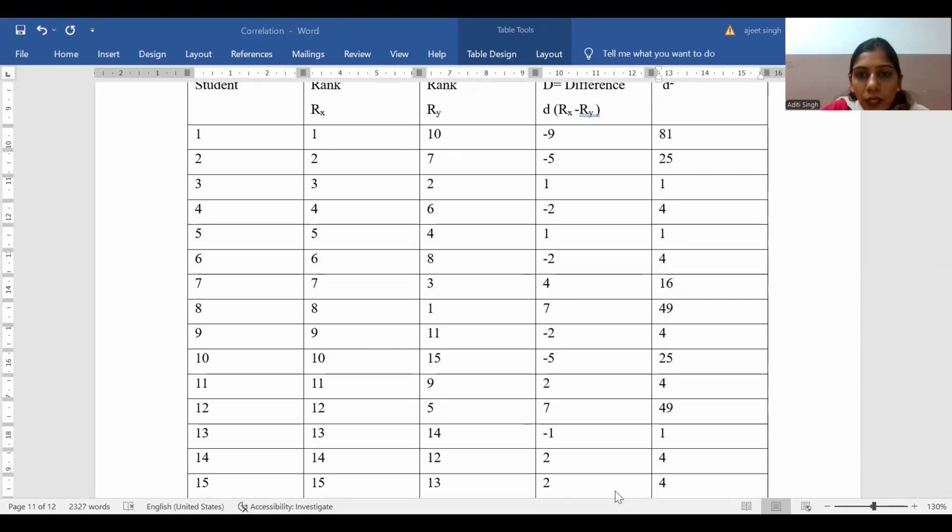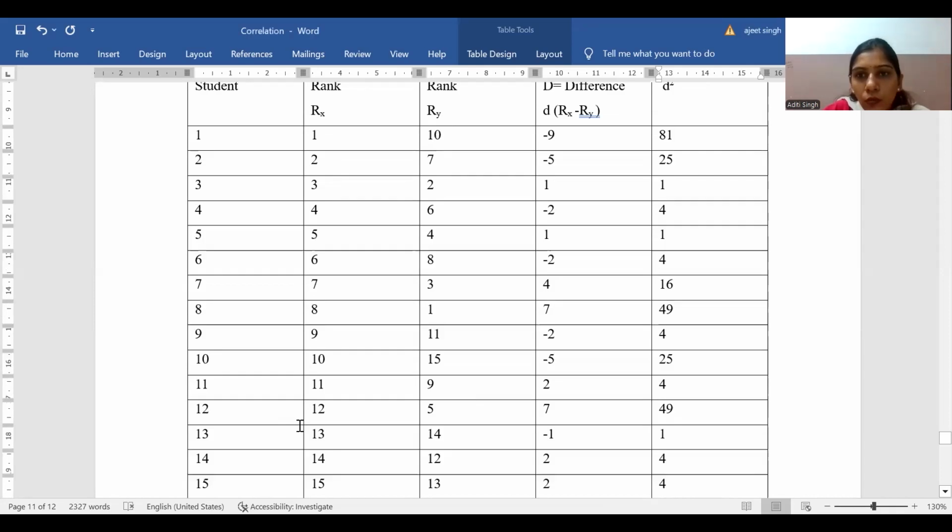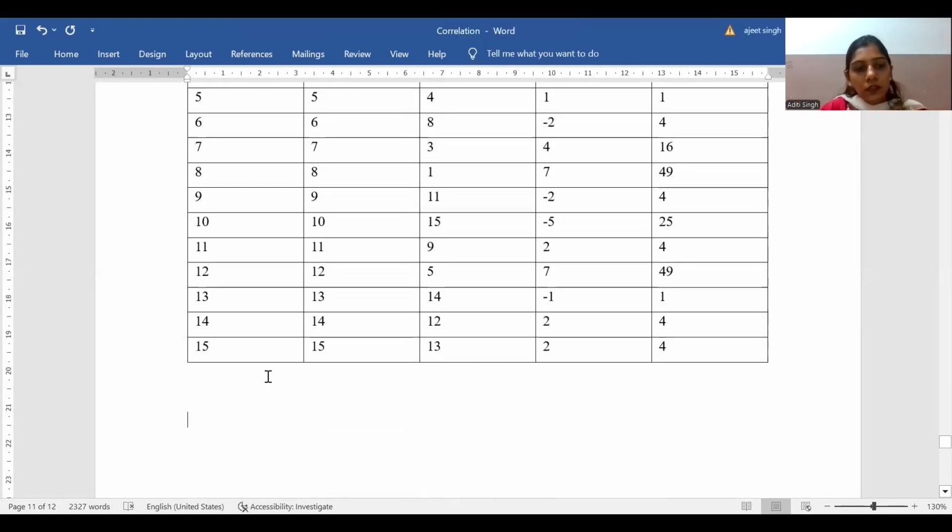81 plus 25 plus 1 plus 4 plus 16, then plus 49 plus 4, again plus 25 plus 4 plus 49 plus 1 plus 4 and plus 4. It's 272. Okay, sum of D square is 272.